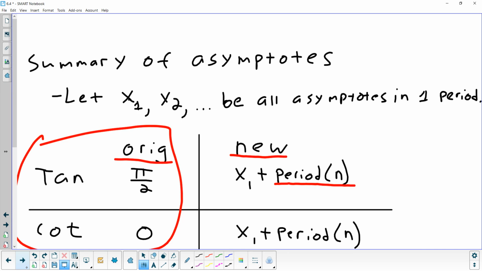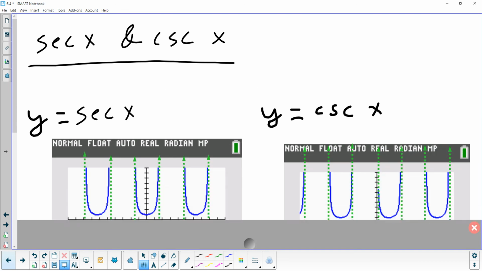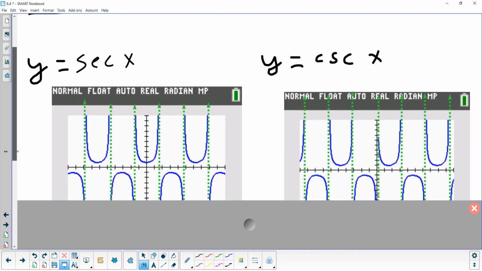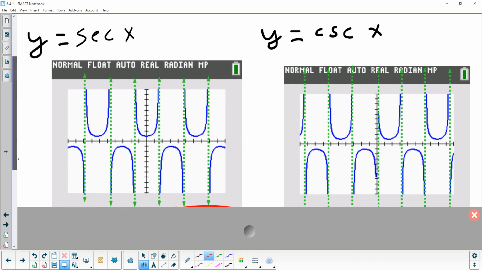All right, so the last thing I want to do is finish filling in this table, but I want to talk a little bit about secant and cosecant first. This is what the graphs of secant and cosecant look like. They have vertical asymptotes, just like sine and cosine. But the question is, how many per cycle? And remember, we have to keep the same number of asymptotes in every cycle. Here is 1 cycle.